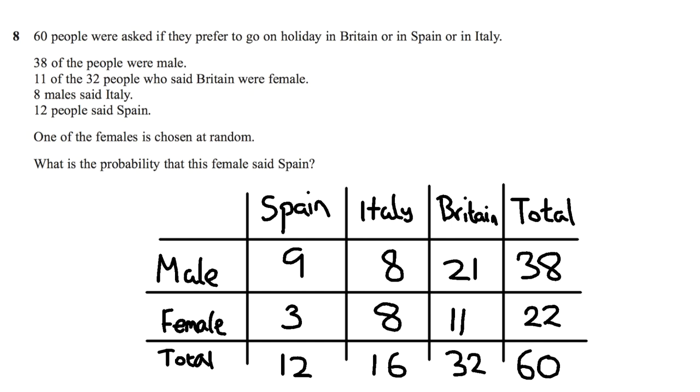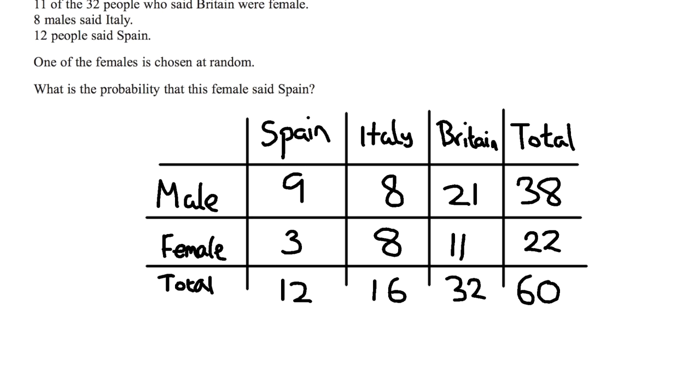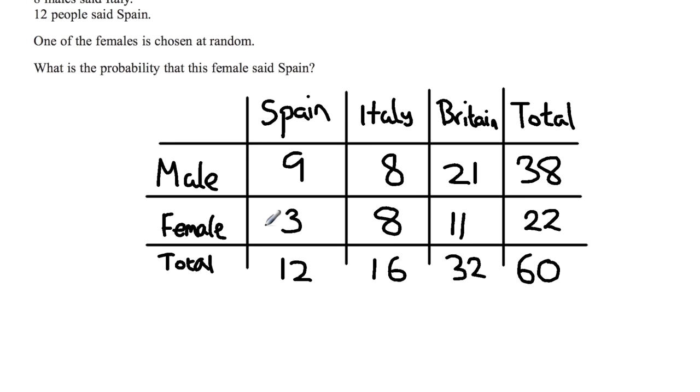So the question states one of the females is chosen at random. What is the probability that this female said Spain? So in total, there were 22 females asked in this question. Three females said Spain. So our answer would be 3 over 22. And that's the probability that this female said Spain. So that's our final answer.